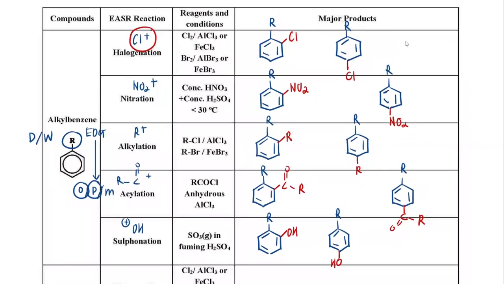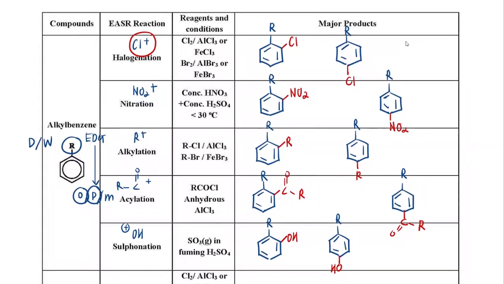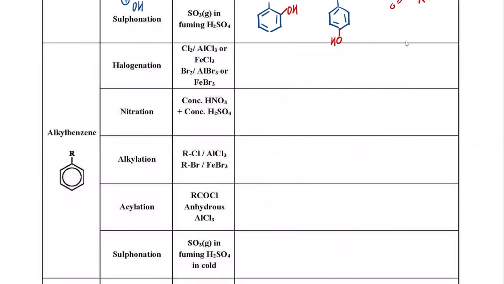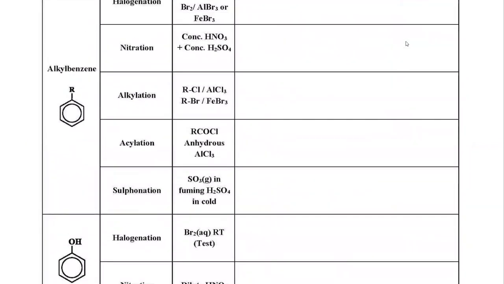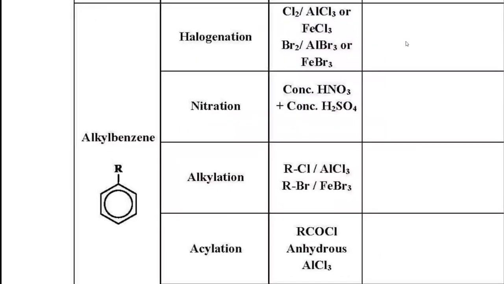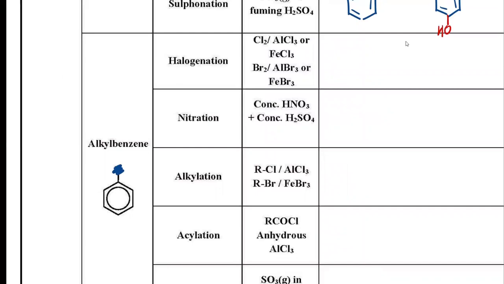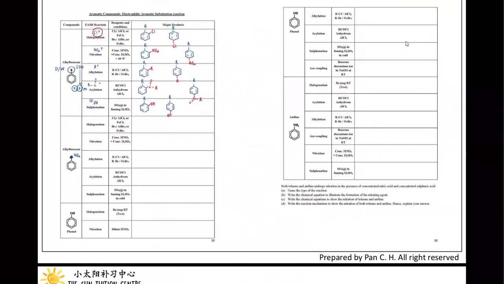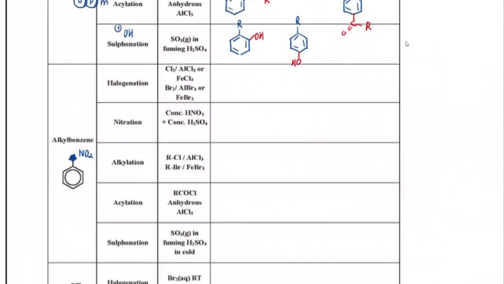Okay, you can copy, you can jot down. While you are jotting down, you can think of it. This is repeated. Change this R to NO2. Let's see, got or not.